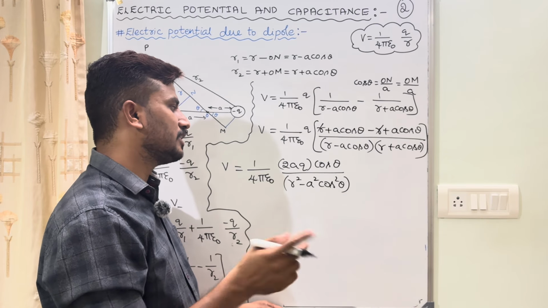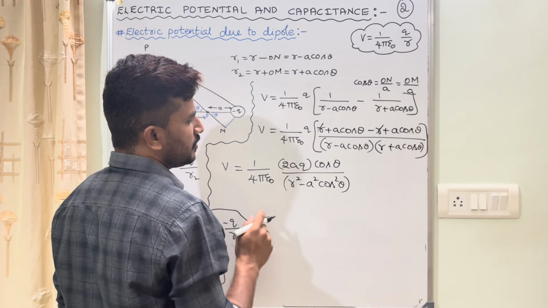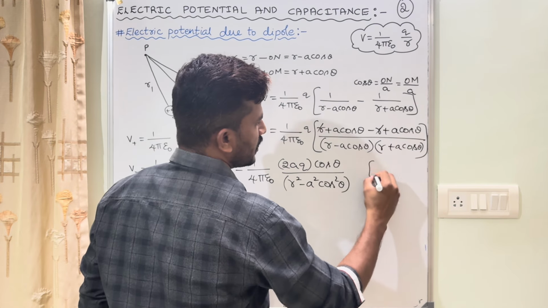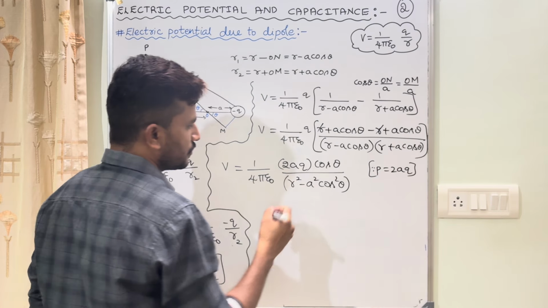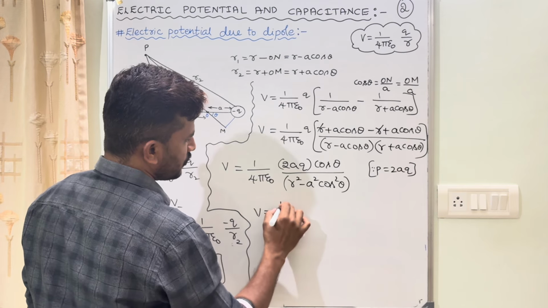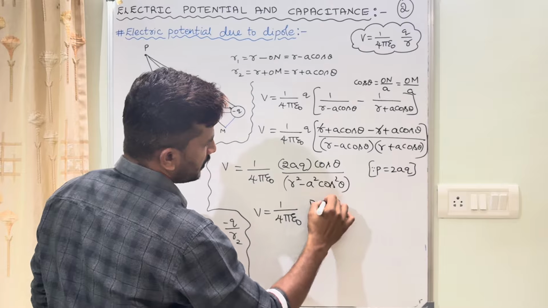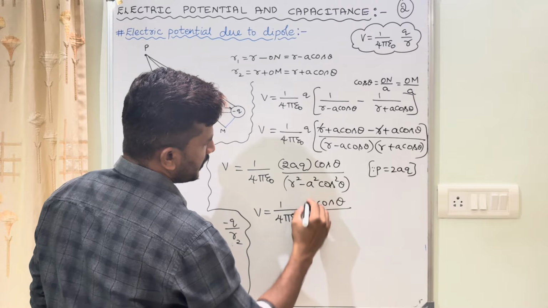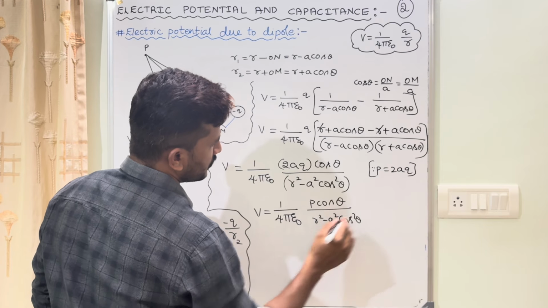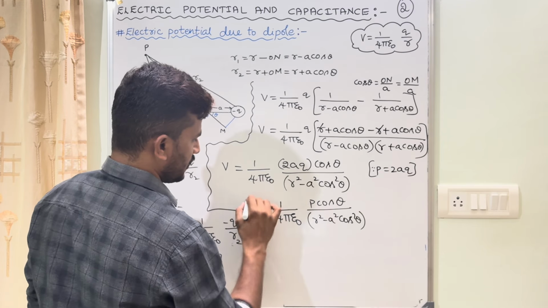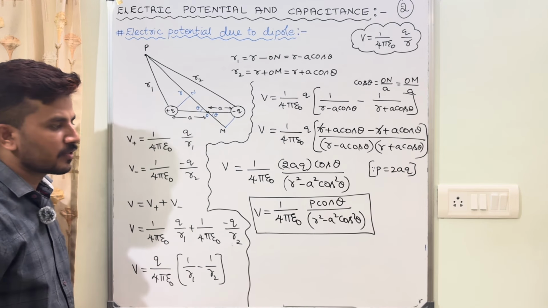So r square minus a square cos square theta will be there, because it is in the form of a plus b into a minus b, a square minus b square. What is 2aq? Since we know that p is equal to 2aq, we can write like this. So electric potential is equal to 1 over 4 pi epsilon naught p cos theta divided by r square minus a square cos square theta, whole square.